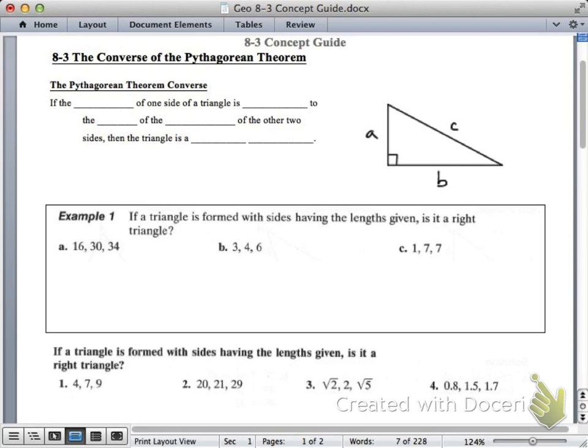So the Pythagorean theorem tells us that if you have a right triangle, and C is the hypotenuse and A and B are the legs, then A squared plus B squared equals C squared. So the converse turns that around.